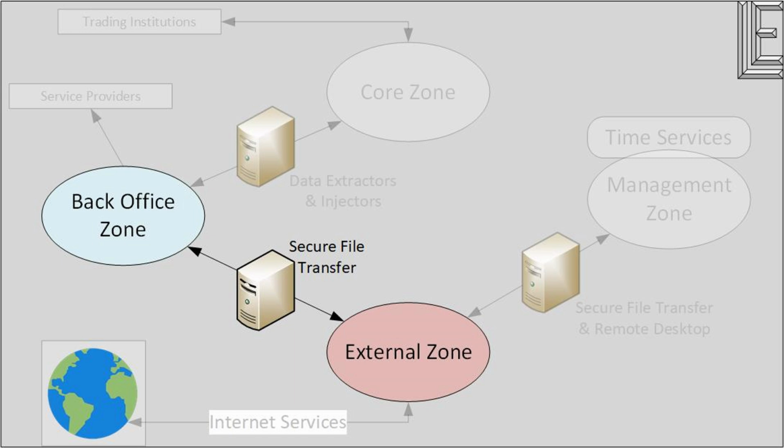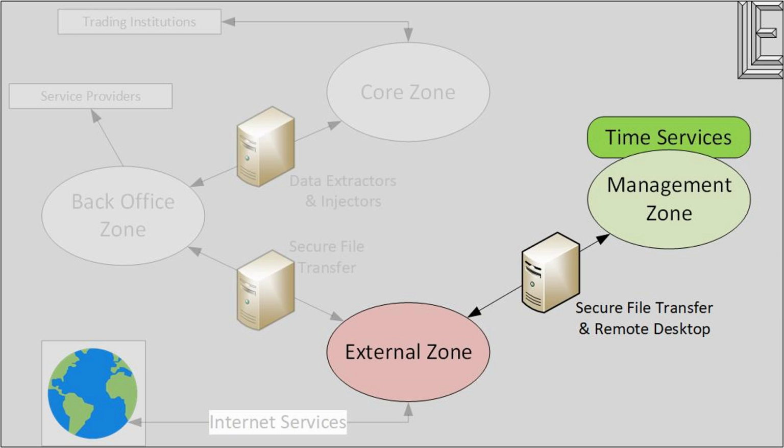Connectivity between the external and back-office zones should only be for automated processes. In this way, a file transfer service is able to securely move files between these zones. No interactive sessions should be permitted across this path. The path can be used to move data feeds between the environments, such as rates files and external data, with a secure file transfer service providing the transfer mechanism.